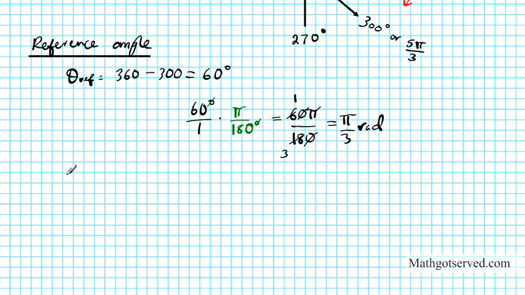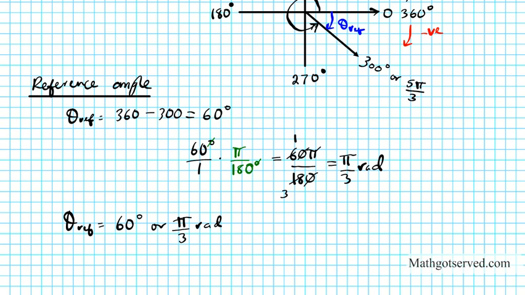Okay? So our reference angle, we're supposed to express it in degree and radian form, is 60 degrees, or pi over 3 radians. Okay, so that's reference angle in degree and radian form. Alright? So this angular measure right here is 60 degrees or pi over 3.